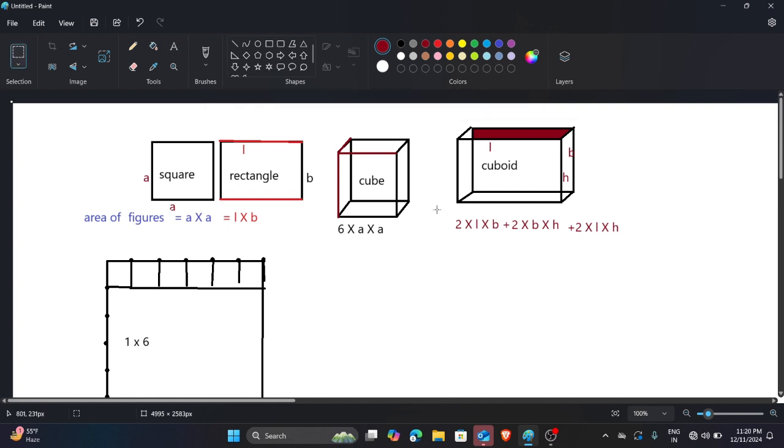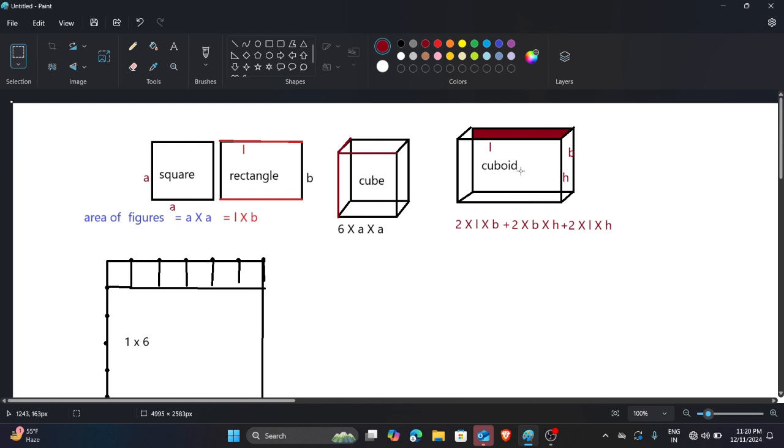So this is the area of the cuboid. Now when we try to solve questions, two or three concepts come in for a cuboid. One is the lateral surface area. In the lateral surface area, the upper face and the down face are neglected, as if the cuboid has no upper face or down face.